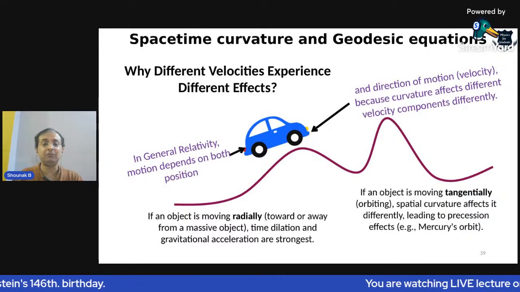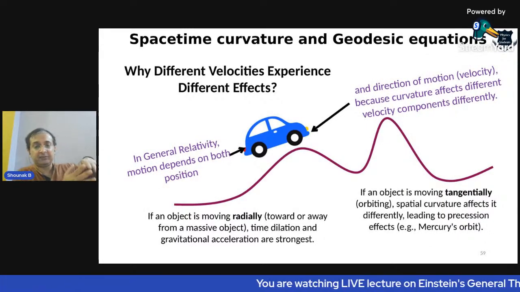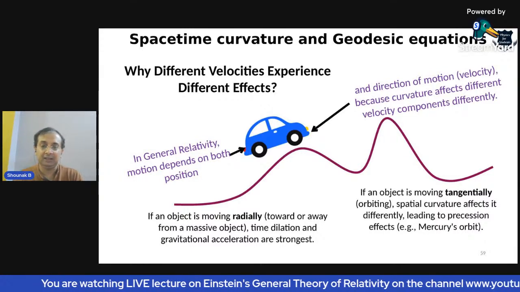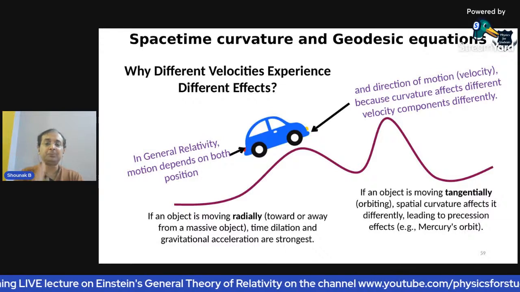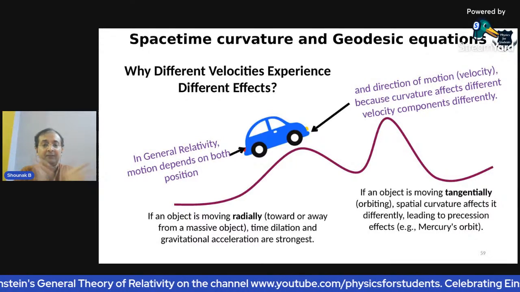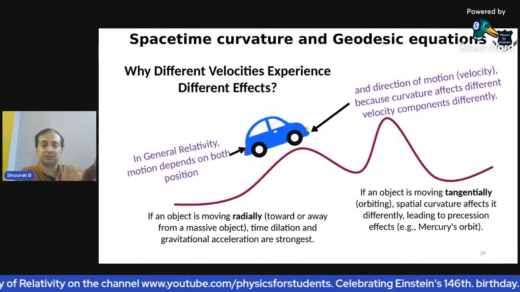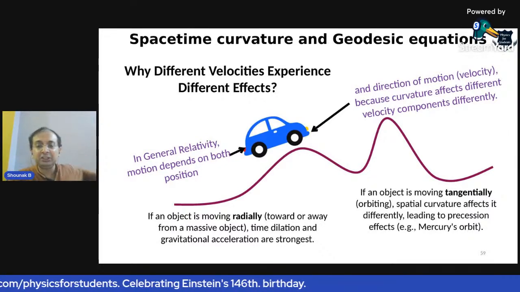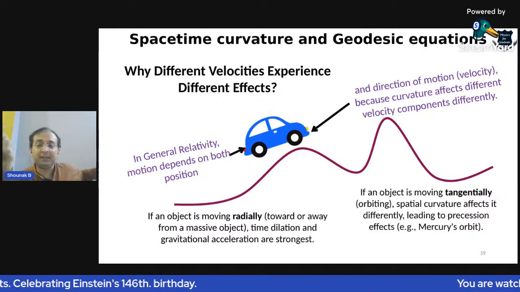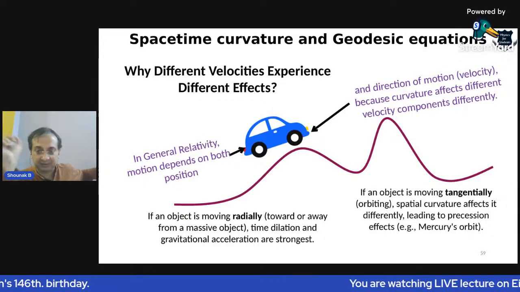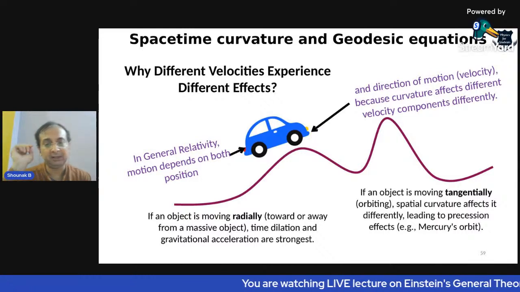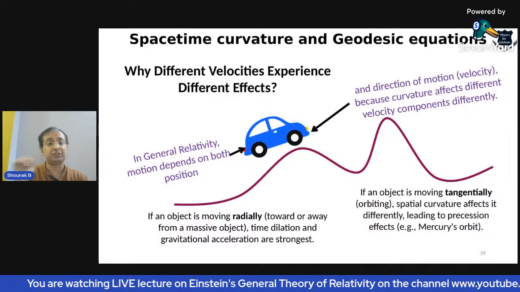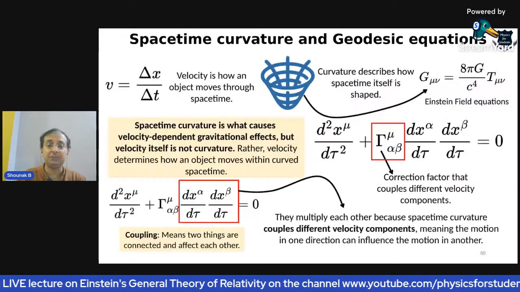So here you can see what happens. In general relativity, motion depends on both position as well as direction. If the object is moving radially towards or away, time dilation and gravitational acceleration can be strongest. And if an object is moving tangentially, for example in an orbit, spatial curvature affects it differently, leading to precession like the perihelion precession of Mercury. This is a stark difference, very deep in understanding.